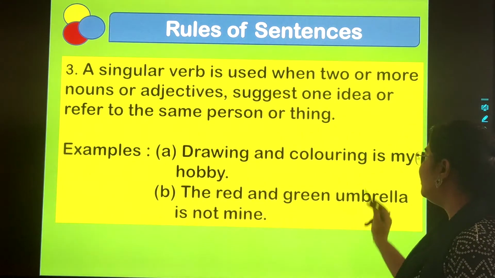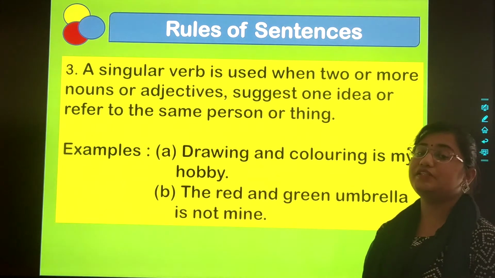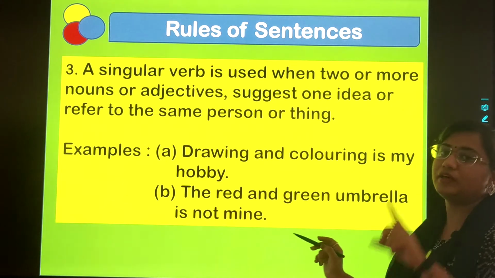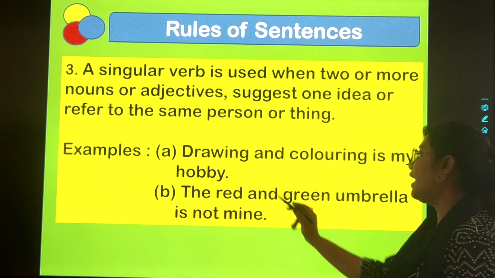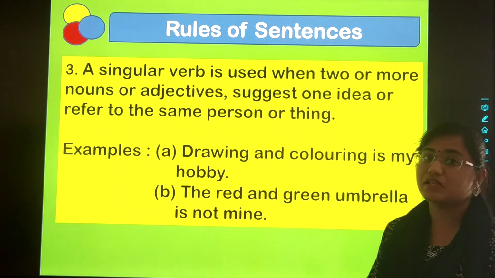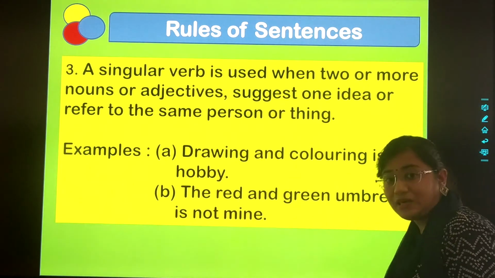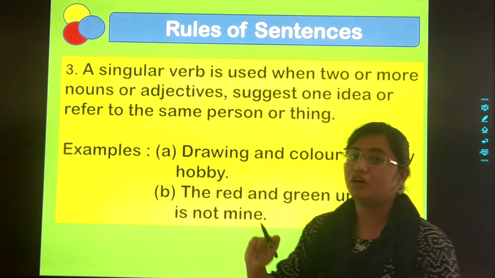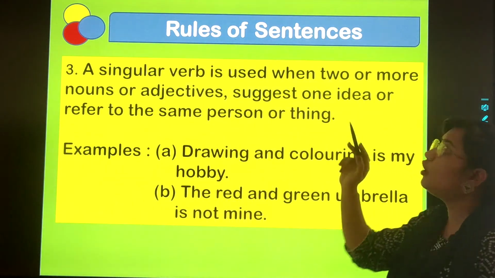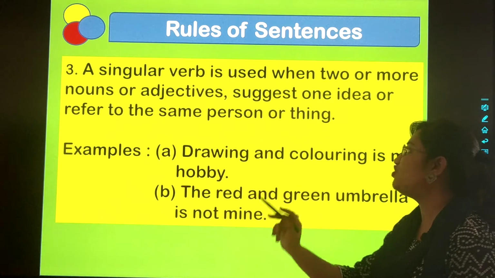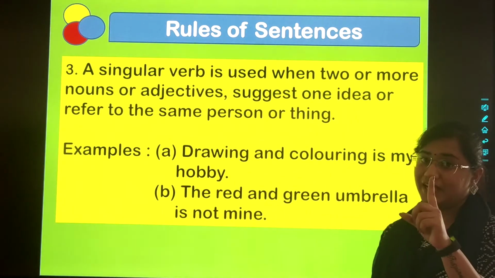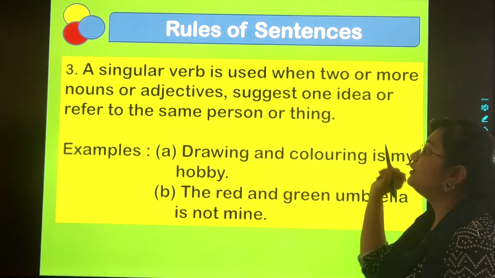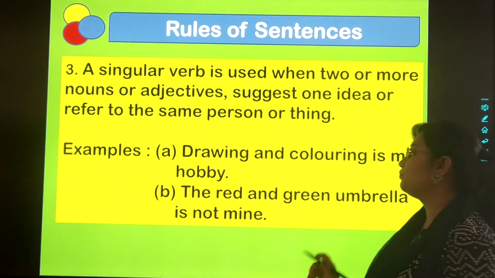The red and green umbrella is not mine. The subject over here, or the noun over here, is one, right? And both these colors are referred to the same thing. Is it clear to you all? So a singular verb is used when two or more nouns or adjectives suggest one idea or refer to one person or thing. Is it clear?